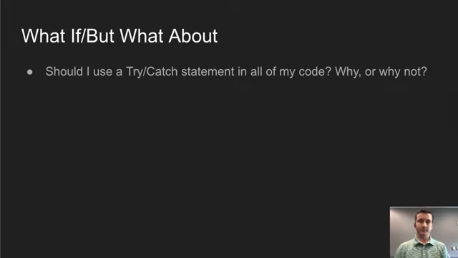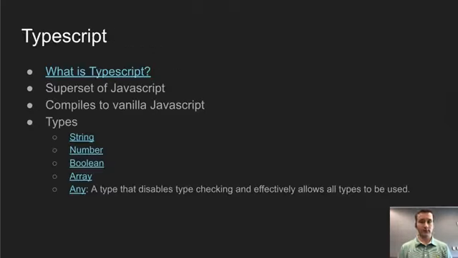What if, what about? Should I use a try-catch statement in all of my code? Why or why not? You should only use a try-catch for exceptions that you can actually do something about. Furthermore, you should hardly ever catch the base System.Exception class, but rather prefer to catch the more specific derived exception classes you can handle. So let's go for TypeScript.